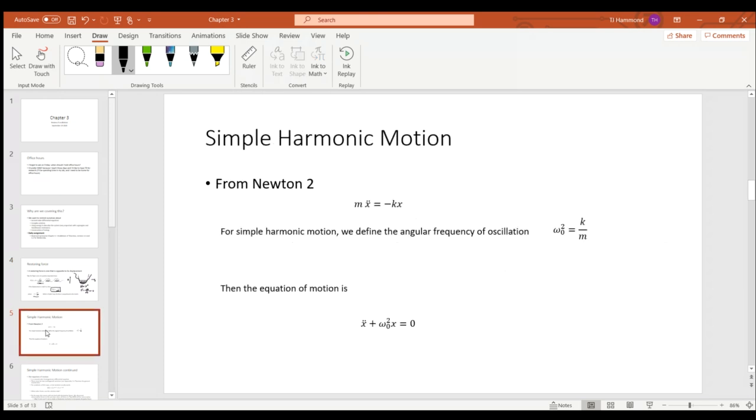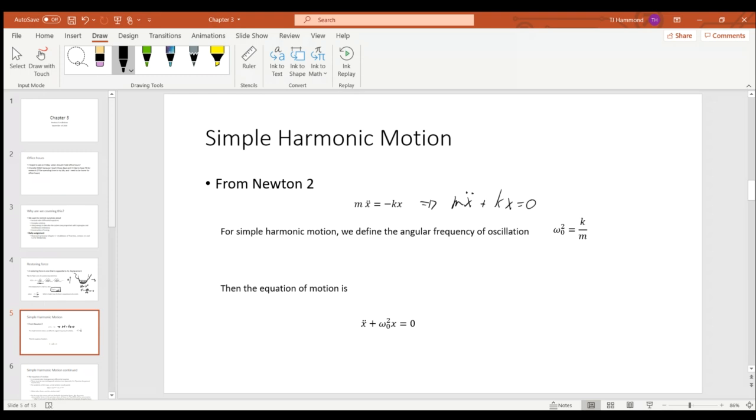So simple harmonic motion, as we said, we have F equals ma, or F equals m x double dot. So that means that from Newton's second law, m x double dot is equal to negative kx, right? So what we get then is an equation, m x double dot plus kx is equal to 0, and that's our second order differential equation.